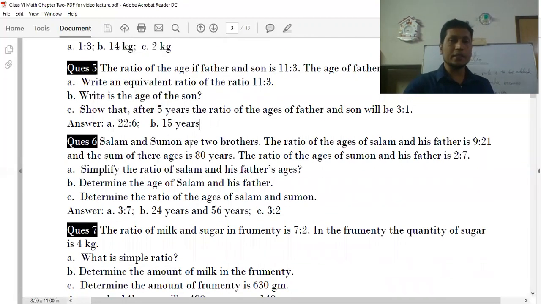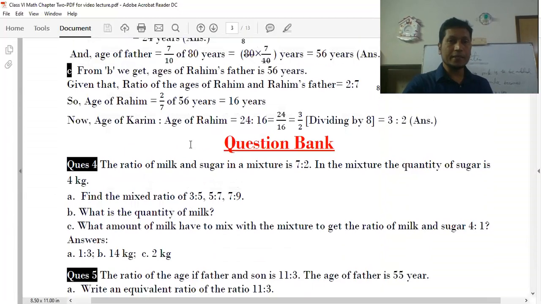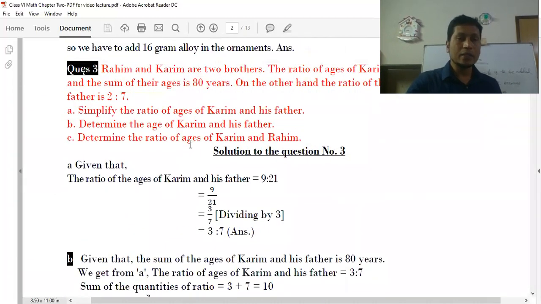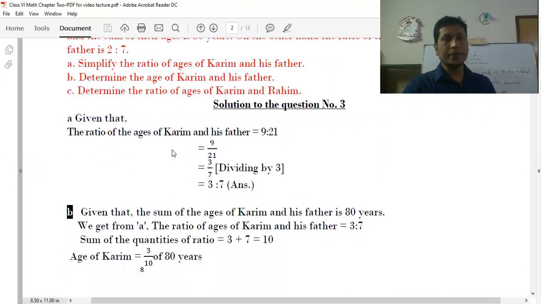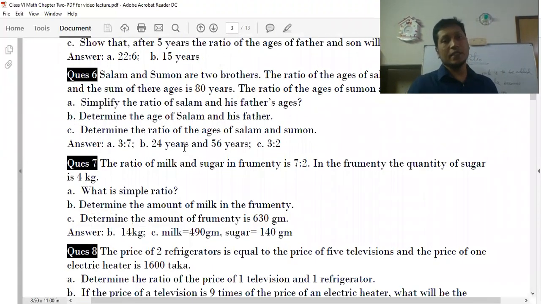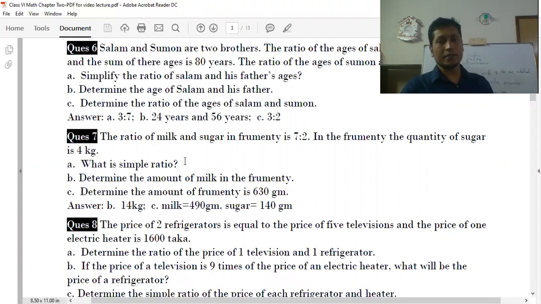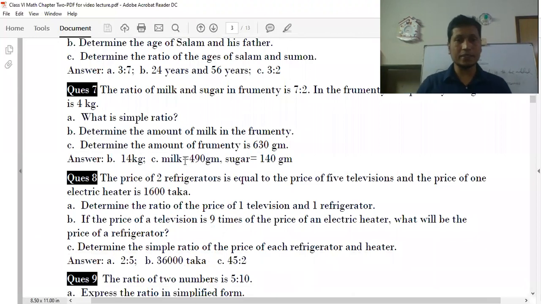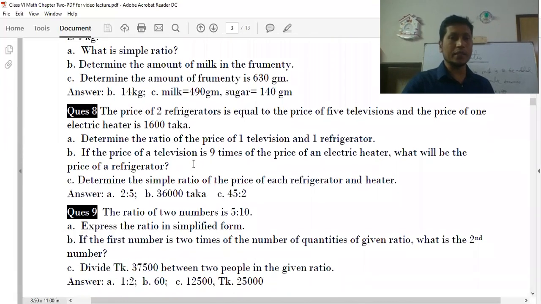This math is the same as question 3 here. Rahim and Karim are two brothers. You see, we have done question number 3 and question number 6. Same math. Just here there was Rahim and Karim, and here there are Salam and Shumon. Okay, so you can easily solve them. Question 7 says the ratio of milk and sugar in a ferment is 7:2. Same math. Milk and sugar have already been done, and this is also milk and sugar. Another math you will solve at your home.